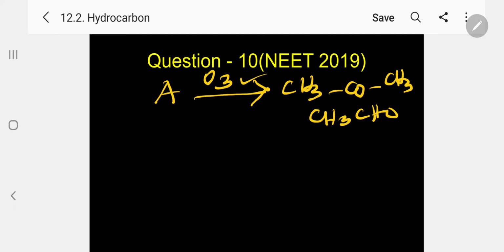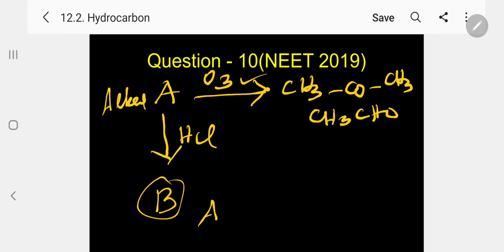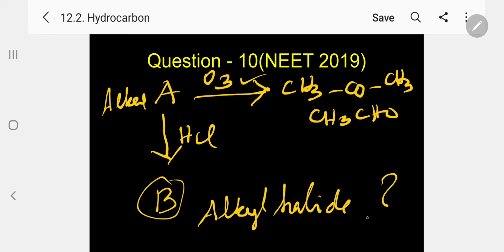The second thing they have given is that when you treat this alkene A with HCl, kindly follow, it gives a product B, which is an alkyl halide. So they are asking for the structure of the alkyl halide. What is the trick you have to follow? From the products formed by ozonolysis, you have to identify A. Kindly follow, this is the first rough sketch.